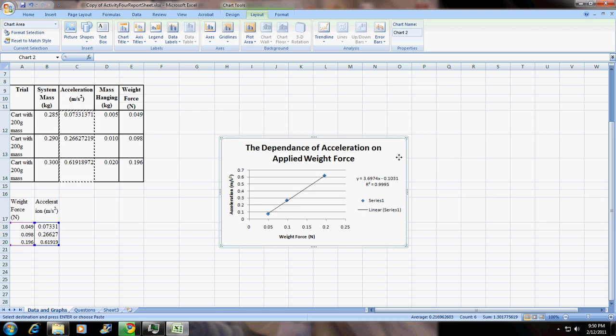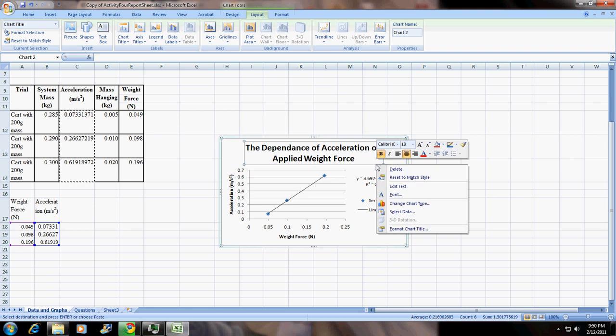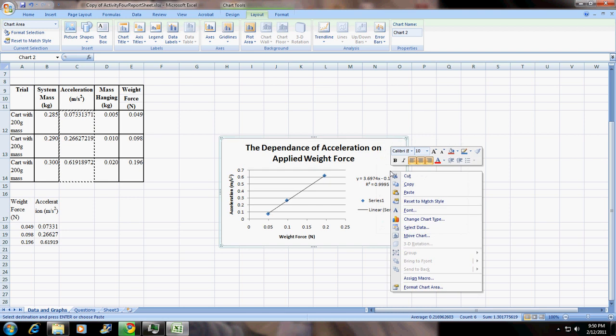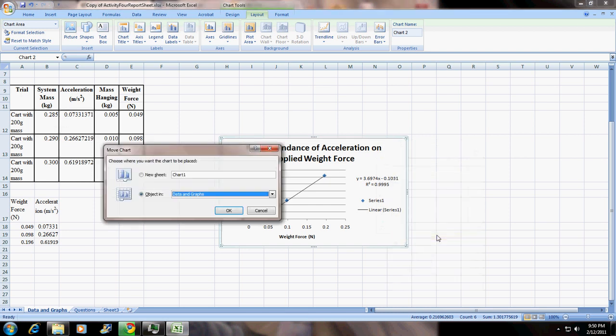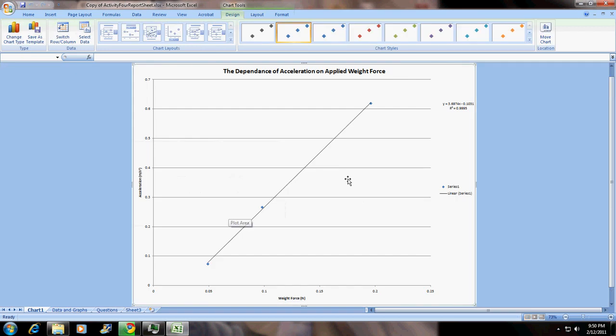That looks good. Okay. Now what I'm going to do, because I like it to look a little better, and if you put it on a separate sheet, it looks a little better. So I'm going to right click, and if I right click on the chart, I should have a move chart option, and I'm going to make it a new sheet and see how much better that looks. So now I have my graph.